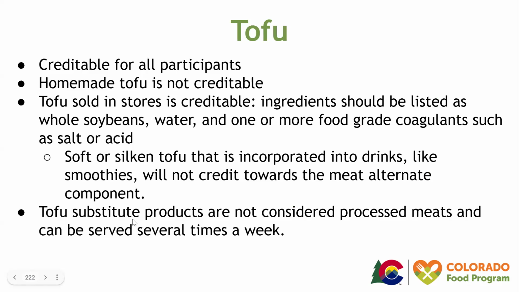All right, and going into tofu, it is creditable for all participants. Again, homemade tofu is not creditable just due to safety concerns. Tofu sold in stores is creditable, and ingredients should be listed as whole soybeans, water, and one or more food grade coagulants, such as salt or acid. Soft or silken tofu that is incorporated into drinks like a smoothie is not creditable towards your meat component. Tofu substitute products are not considered processed meat and can be served several times a week.